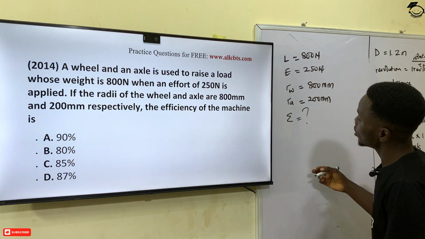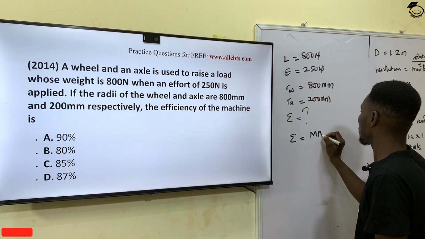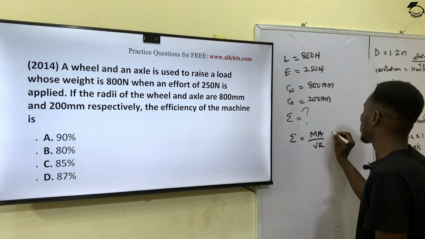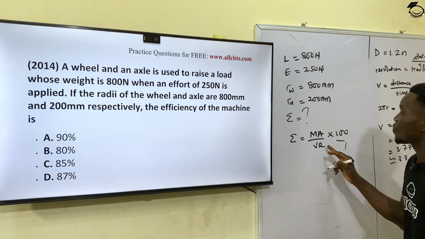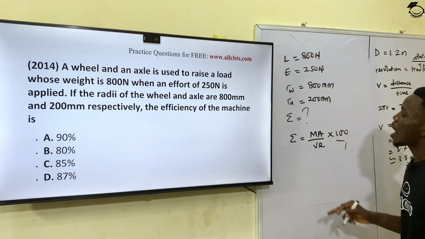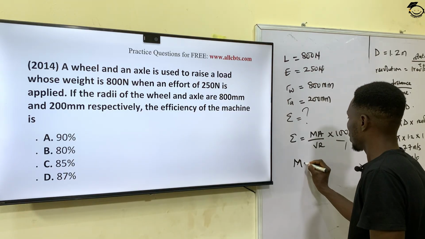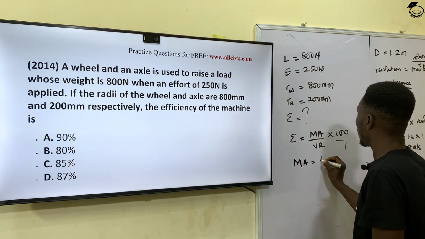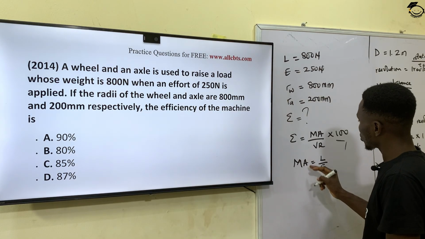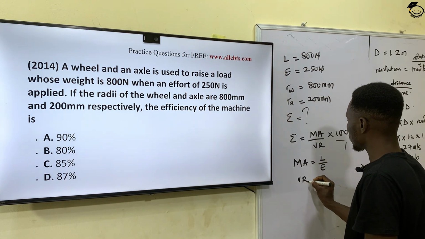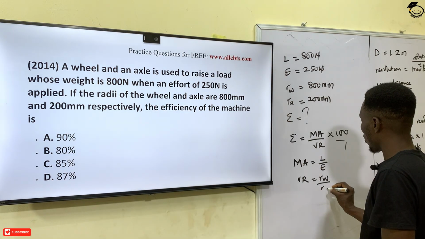Now for us to solve this question, we know that the efficiency of the machine is equal to mechanical advantage over velocity ratio times 100 over 1. So for us to solve this question, we have to find out what the velocity ratio is. We have to find out what our mechanical advantage is. But our mechanical advantage, MA, is simply load over effort. So that can easily be sorted out. But our velocity ratio for wheel and axle is the radius of the wheel over the radius of the axle.